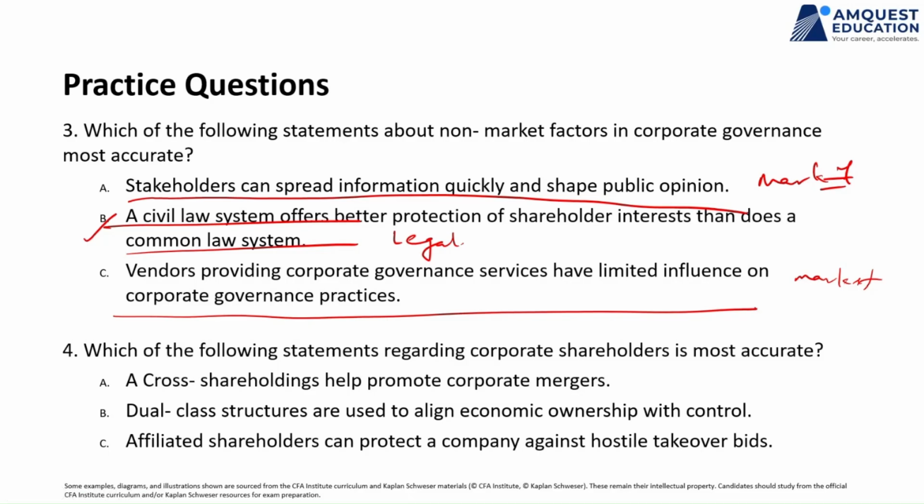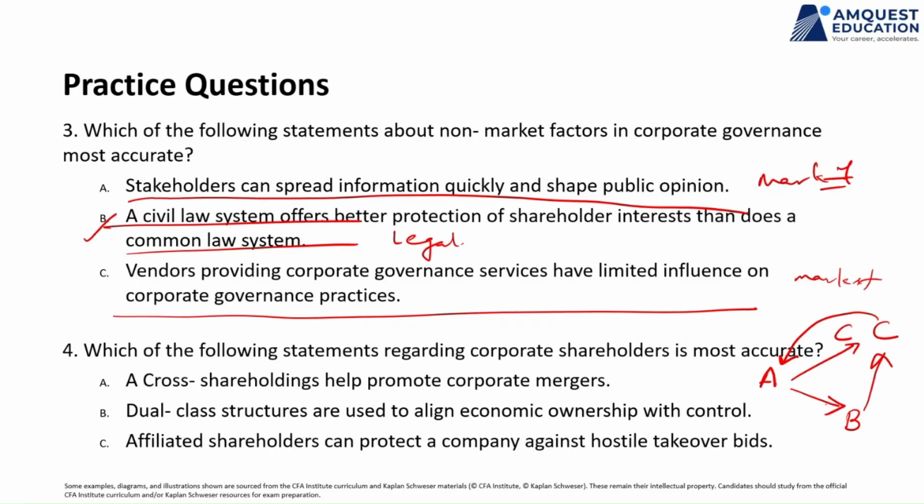Which of the following statements regarding corporate shareholders is most accurate? A: A cross-shareholding helps promote corporate mergers. What is cross-shareholding? Cross-shareholding means one of my companies, company A, owns shares in company B. Both are my companies. Company B owns shares in C. A owns shares in C. So this is cross ownership where each company owns shares in other companies, right? And C can also own shares in A. So it could be cross ownership, cross holding.